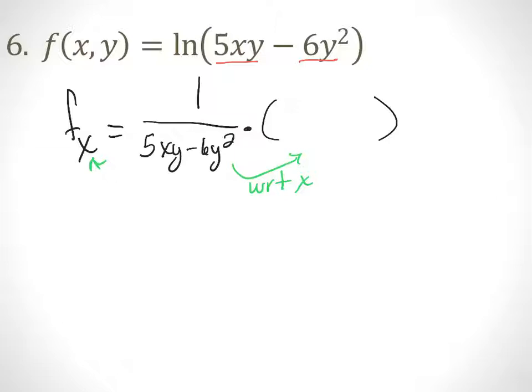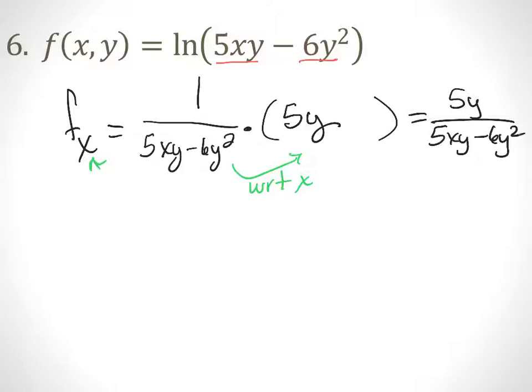And the first term, 5xy, take the derivative with respect to x, 5y. And minus 6y squared with respect to x is 0 because y is a number. And yes, you can rewrite that. You could factor out a y as well. And I'm going to just leave it like that and leave that to you. F sub y.